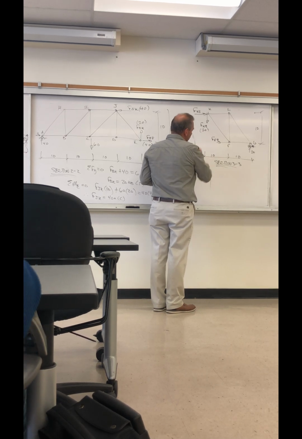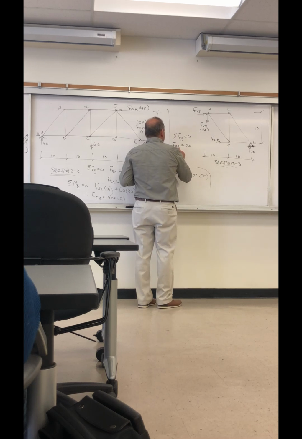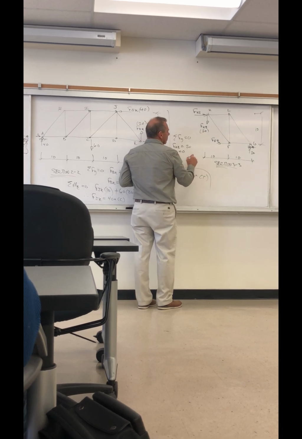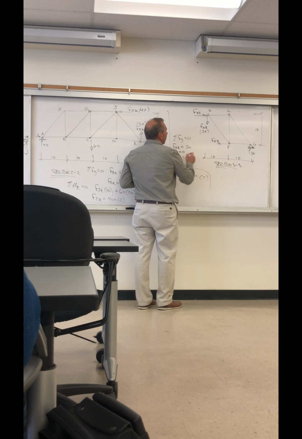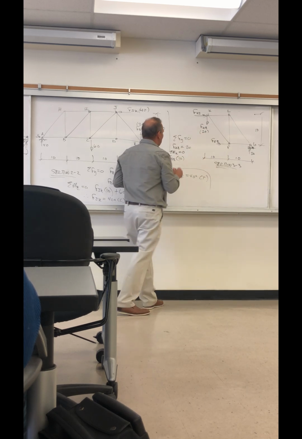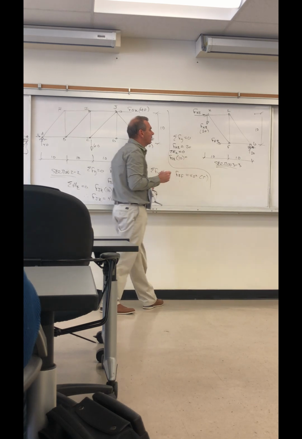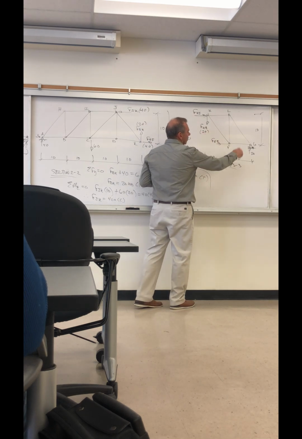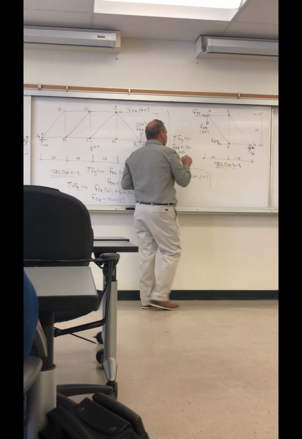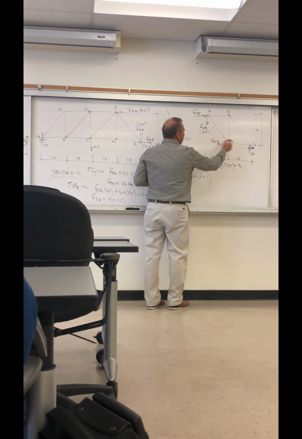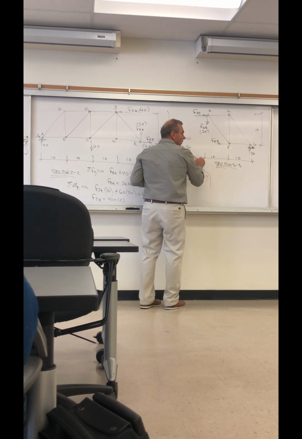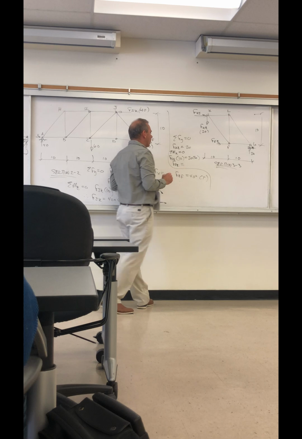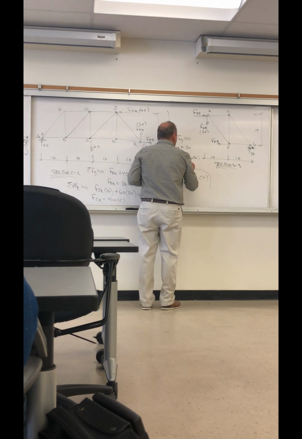Let's sum moments about K in order to solve for F of FD. And F of FD, this is a clockwise moment multiplied by 10. Sorry, the F of FD times 10 is clockwise, that equals the counterclockwise moment of 20 kips times the horizontal distance of 20. So 20 over 10 times 20, this is 40 kips.